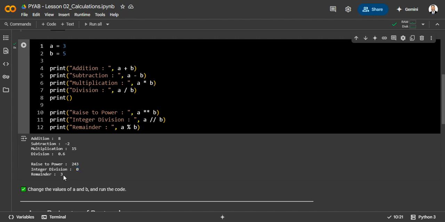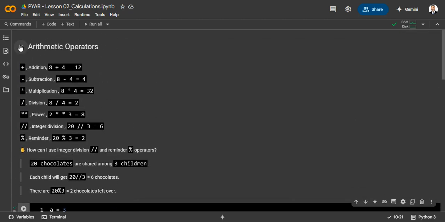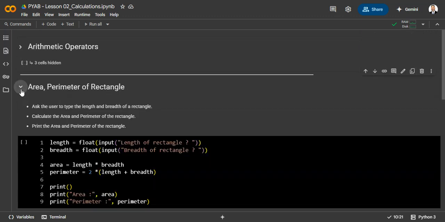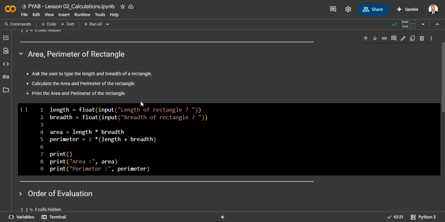And the remainder is just 3. So you can just modify the numbers a few times until you understand what they are all doing. Okay, let's close this section, arithmetic operator, and open up this section, area and perimeter.